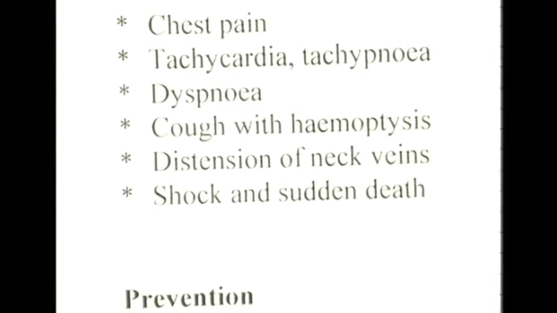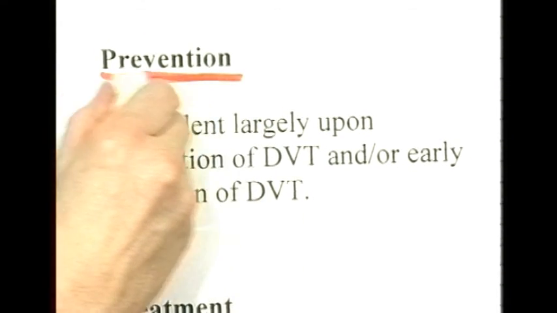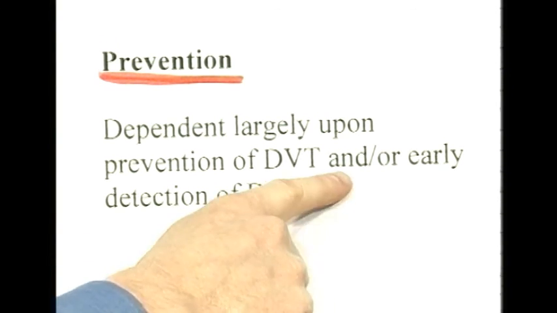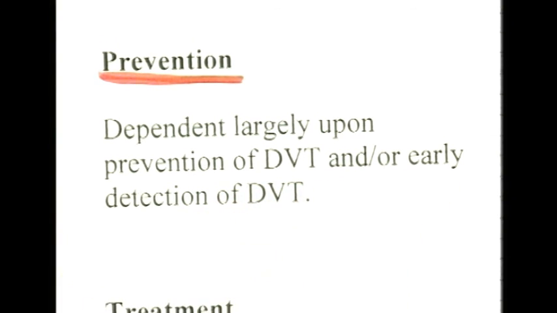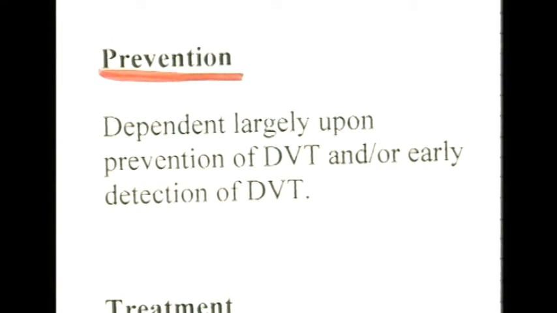So let's get on to the key point now. How do we prevent this? Well, in immobility, we prevent pulmonary emboli by preventing DVTs. So we need to prevent DVTs, and if DVTs do occur, detect them and treat them very early with normally heparin. We anticoagulate them straight away if DVTs do occur. Intravenous heparin straight away.